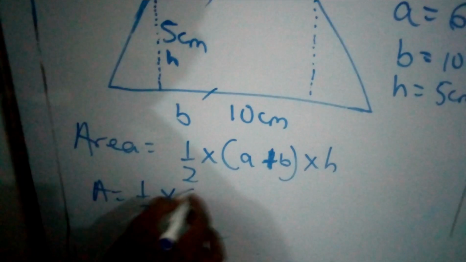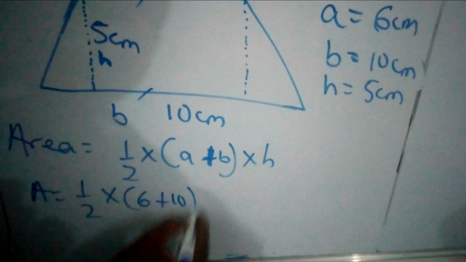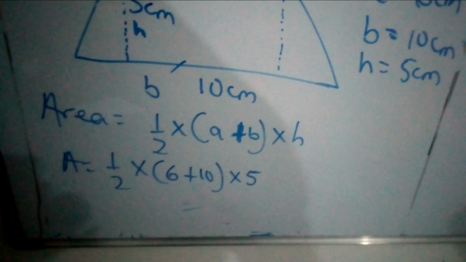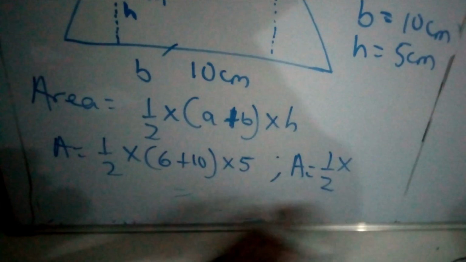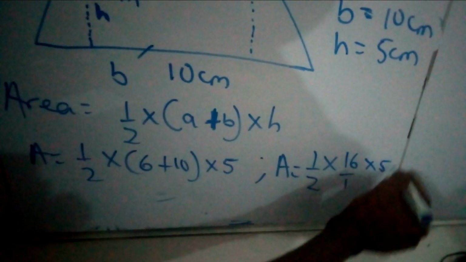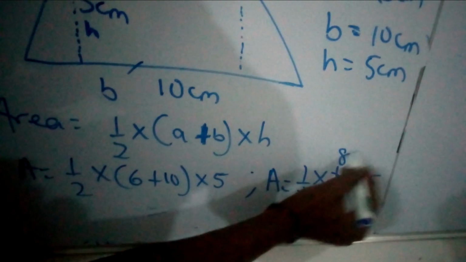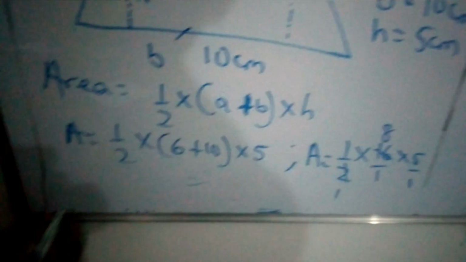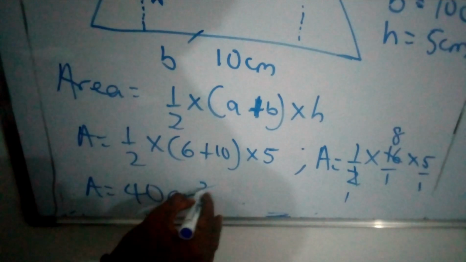Half times, open your bracket, that will be what? A is 6 plus B, which is 10, times height, which is 5. And don't forget, in order of operation, we're supposed to solve the bracket first, isn't it? So what do we have? Area gives you 1 over 2 times, what is 6 plus 10? That's 16 over 1 times 5 over 1. So let's look for a way to cut out. 2 here, 1. 2 here is what? 8. Nothing to divide again. So what do we have? 1 times 8 is 8. 8 times 5 is 40. So A equals to what? 40. That's our area. And that will be 40 centimeters squared.